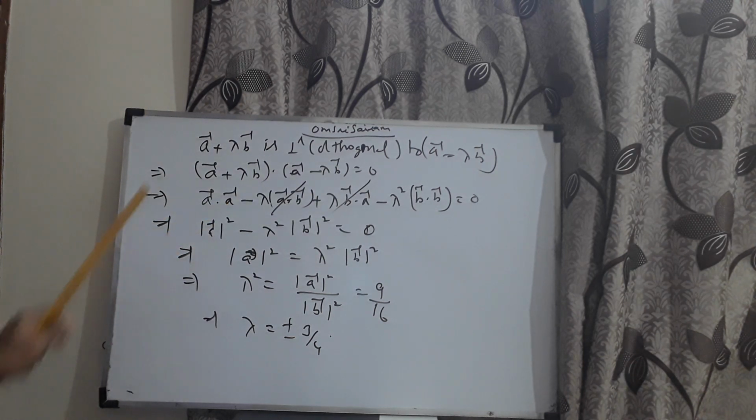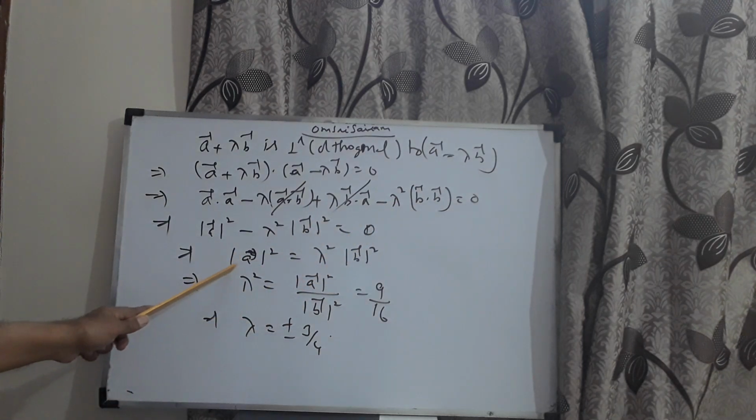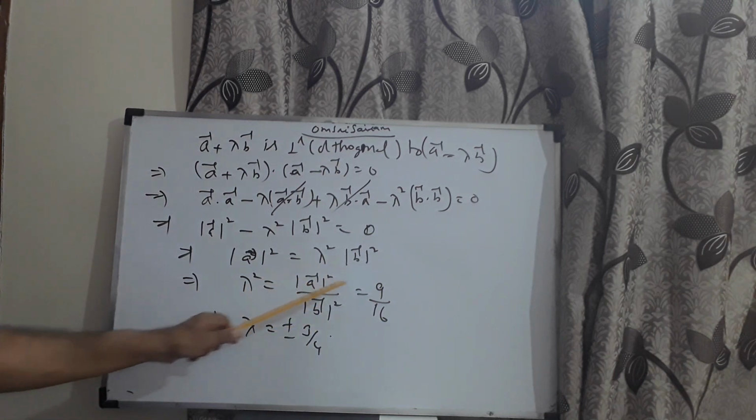A dot A is mod A square, mod A into cos 0. B dot B is mod B square. Therefore mod A square is lambda square mod B square. Lambda square is mod A square by mod B square. Mod A is 3, mod A square is 9. Mod B is 4, mod B square is 16. Therefore value of lambda happens to be plus or minus 3 by 4.